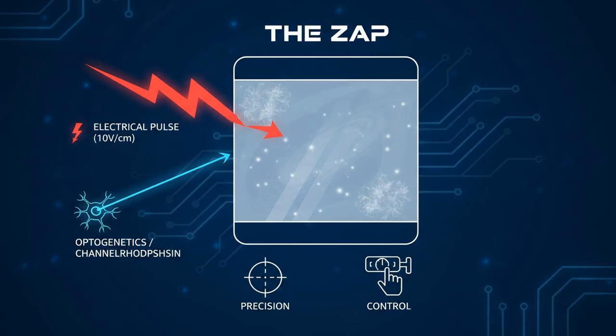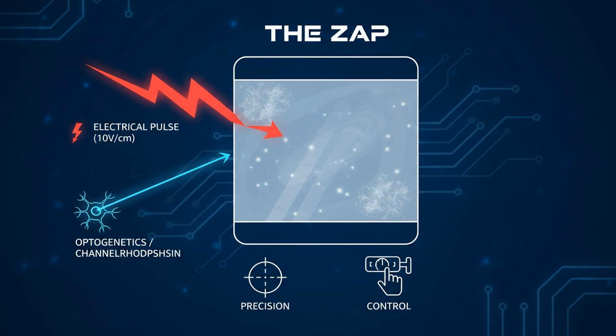This brings us to the mechanics of Zap-and-Freeze. This technology is not just a better camera. It is effectively a time machine. It combines three sophisticated technologies: precise stimulation known as the zap, high-pressure freezing, or the freeze, and robotic synchronization. Let's break down the zap first.